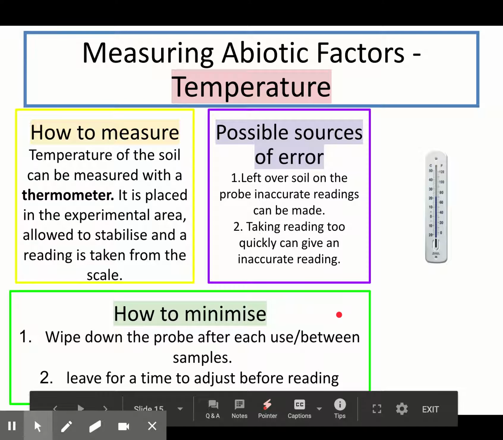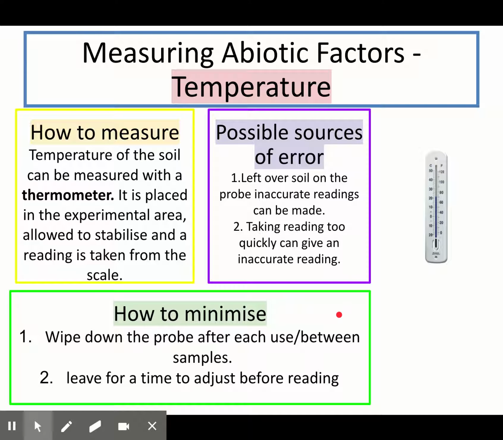Our second abiotic factor that we're going to look at how we measure is temperature. To measure temperature, there'd be no point in using a light meter that we just spoke about. The temperature of the soil can be measured by using a thermometer. What we do is we place it in the experimental area, we allow it to stabilise, and then a reading is taken from that scale.